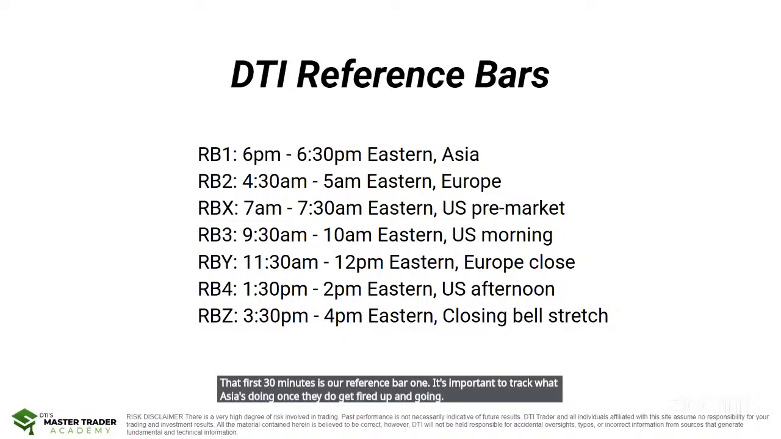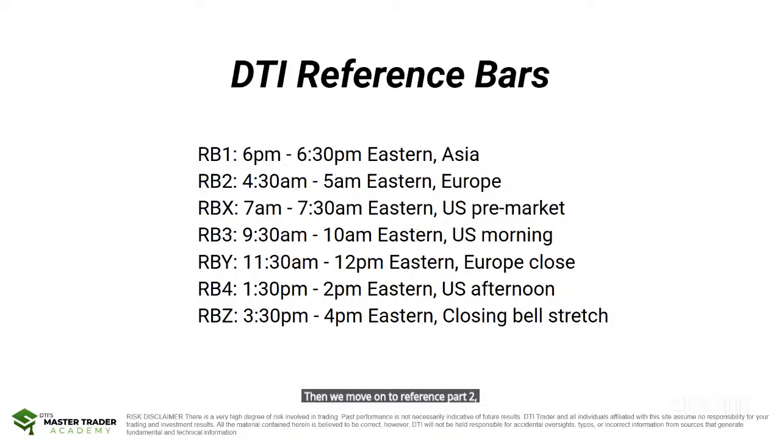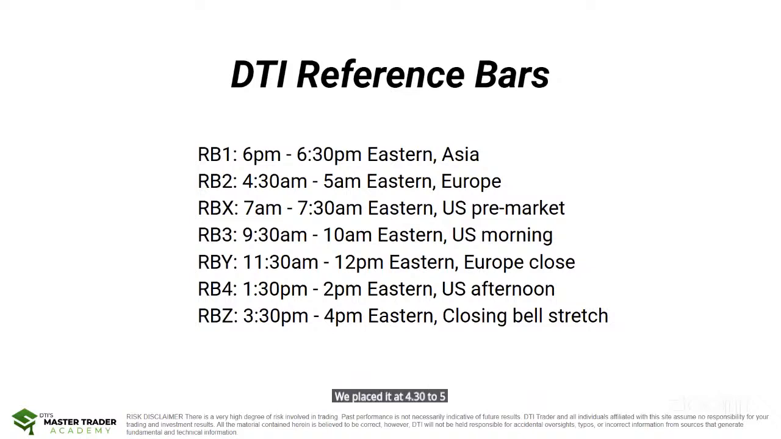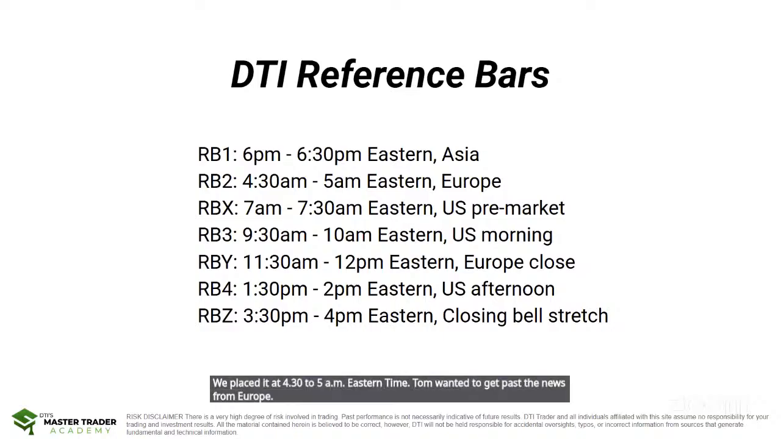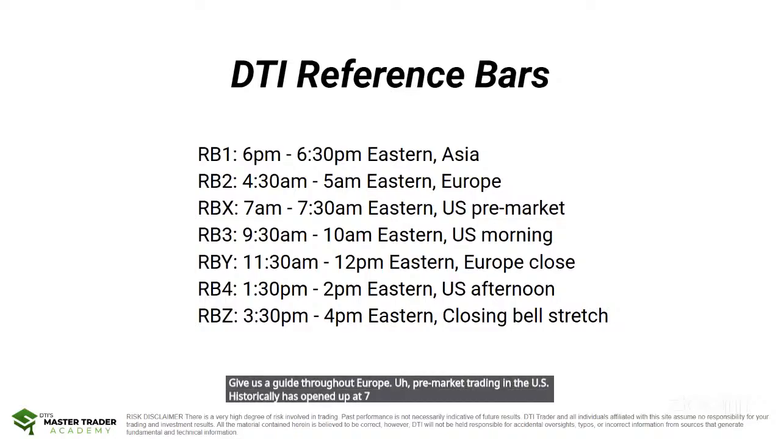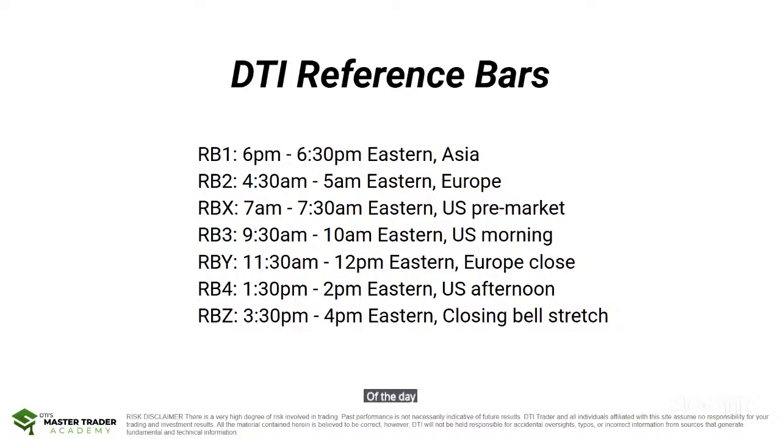Then we move on to reference bar 2, which happens during the European time segment. We placed it at 4:30 to 5 a.m. Eastern time. Tom wanted to get past the news from Europe, so it's properly placed there. It gives us a guide throughout Europe. Now, pre-market trading in the U.S. historically has opened up at 7 a.m., so Tom placed his 3rd reference bar of the day at 7 a.m.